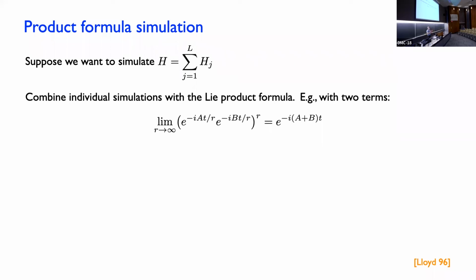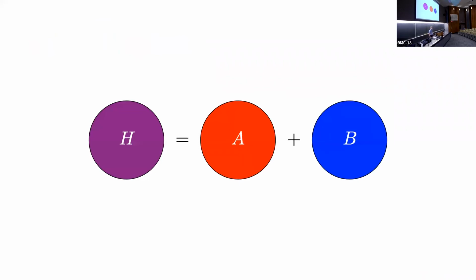Even though these two terms do not commute in general, right? I mean, if A and B commuted, it would be trivial. If they don't commute, then evolving according to A and then evolving according to B is definitely not the same as evolving with both of the terms on at the same time. But if you go back and forth arbitrarily fast, then it's like having them both on at the same time, right? So I have a picture of this.